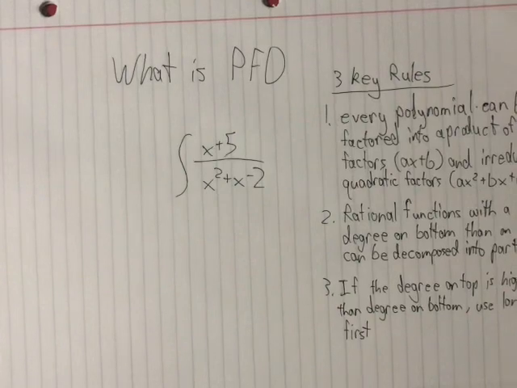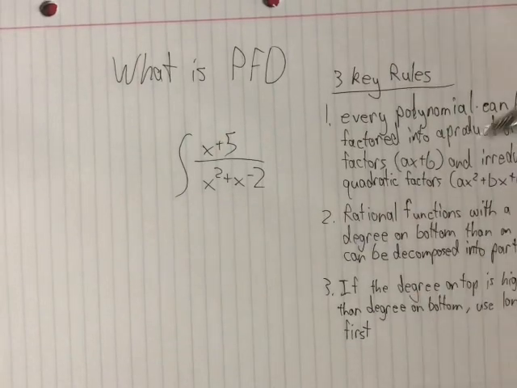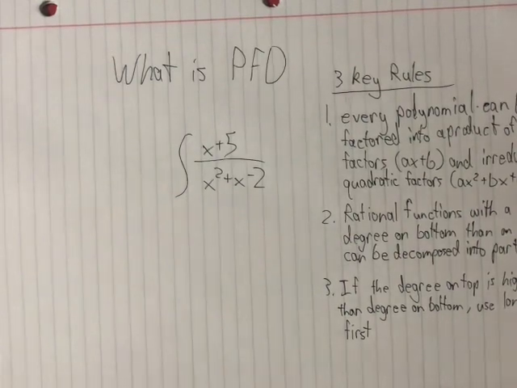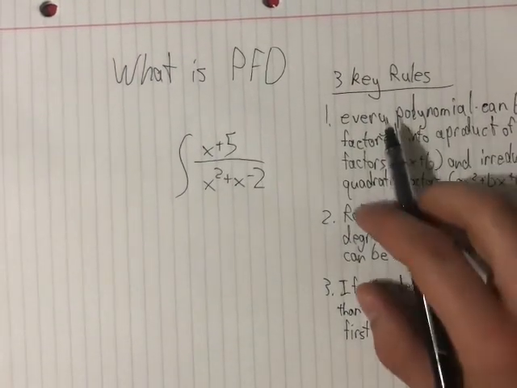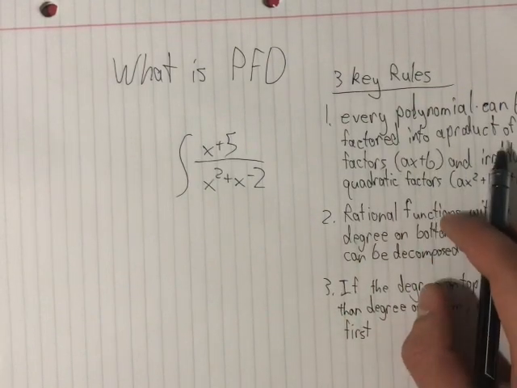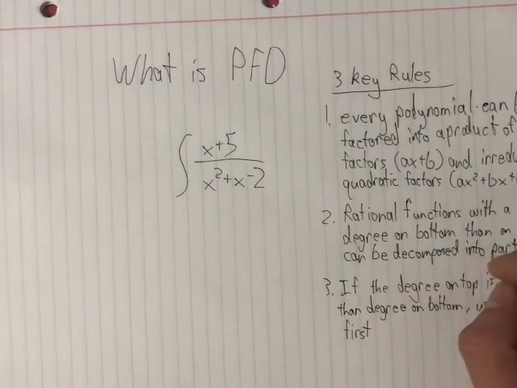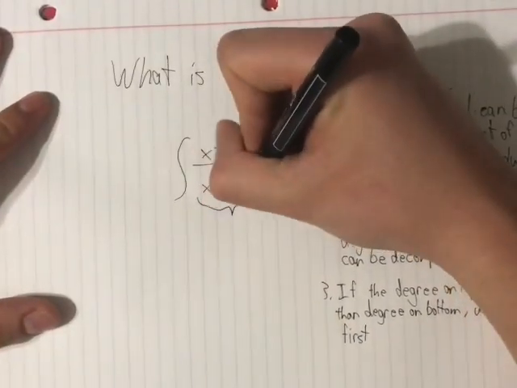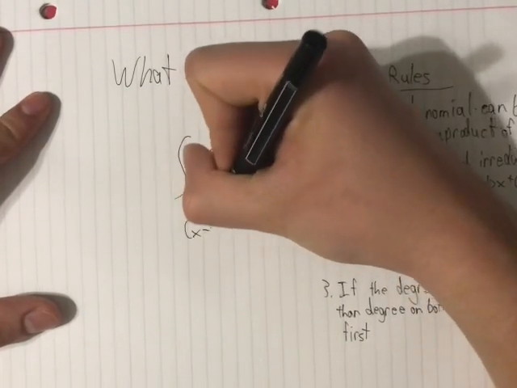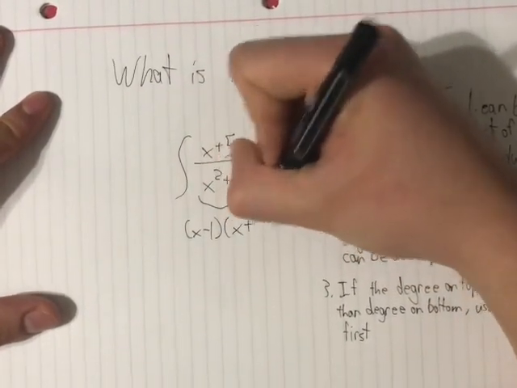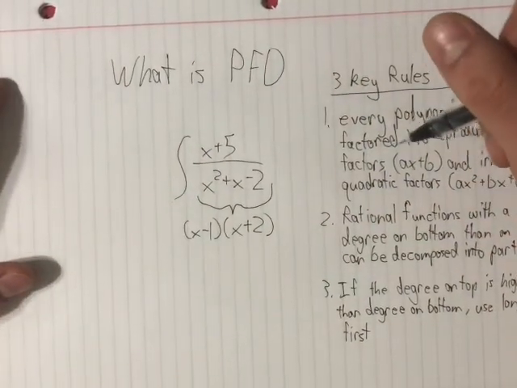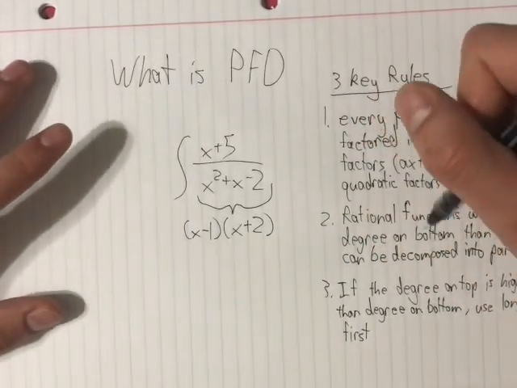Okay, so before we get into showing you the methods of partial fraction decomposition, there are 3 key rules that we have to remember when we are going to partially decompose fractions. So the first one is every polynomial can be factored into a product of linear factors and irreducible quadratic factors. So basically what this is saying is items such as this one here can be broken down into x minus 1 and x plus 2. And this will just make decomposing the fractions much easier if we just break down all quadratics into something similar to this.